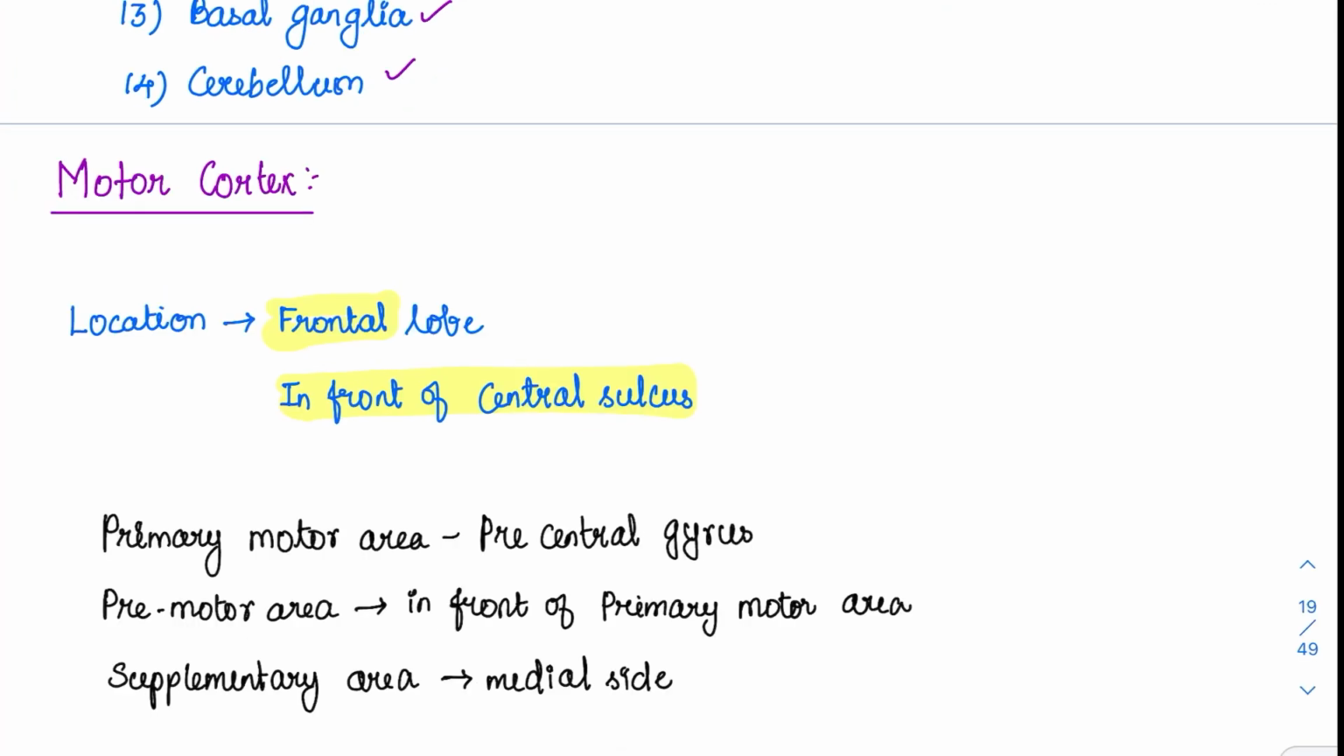Then it is further divided into three areas: the primary motor area, premotor area, and supplementary motor area. The primary motor area is just in front of the precentral gyrus. Then the premotor area is just in front of the primary motor area, very next to it, and the supplementary is usually located on the medial side of the brain. We are talking about the lateral side; it is located on the medial side of the brain. So all these three are important.